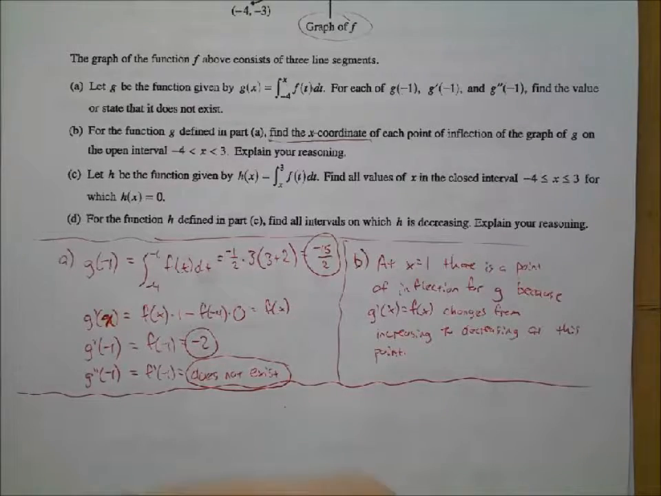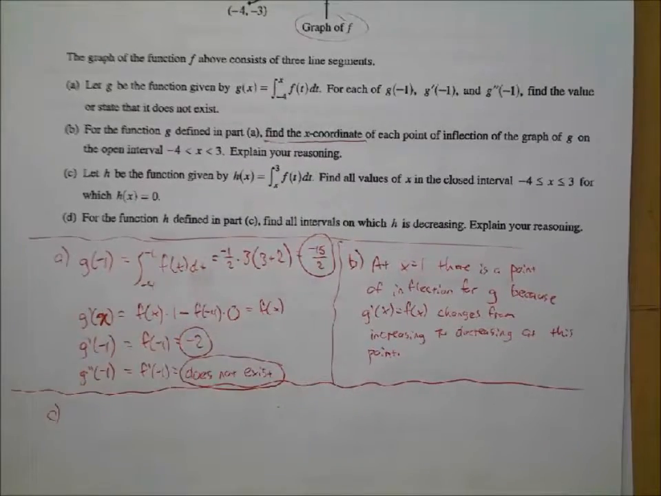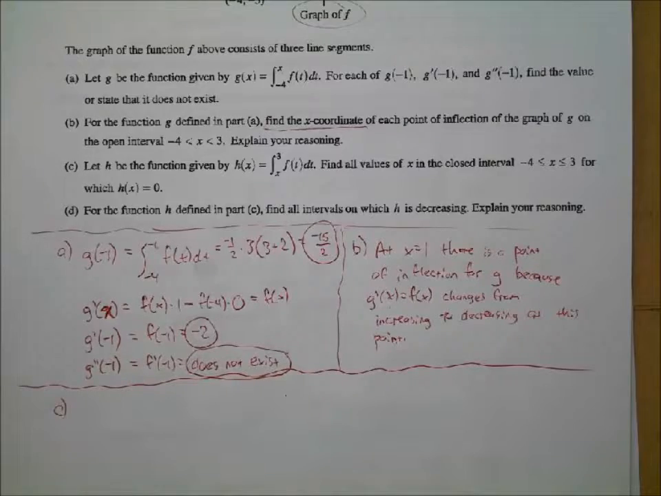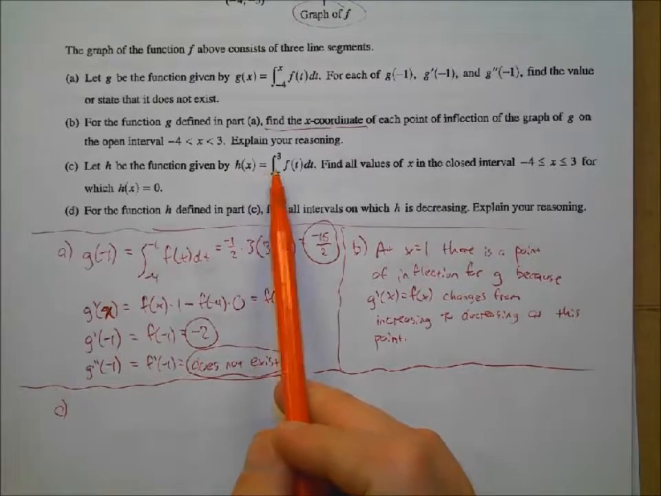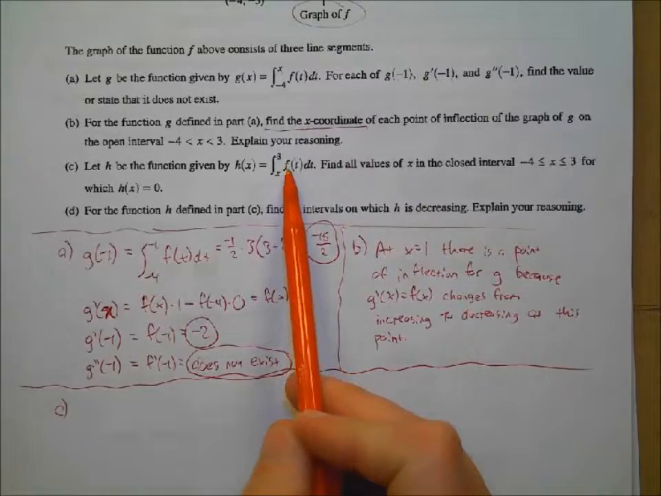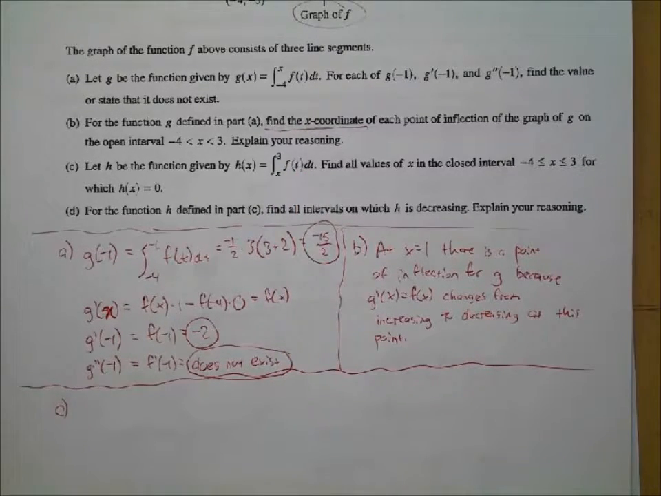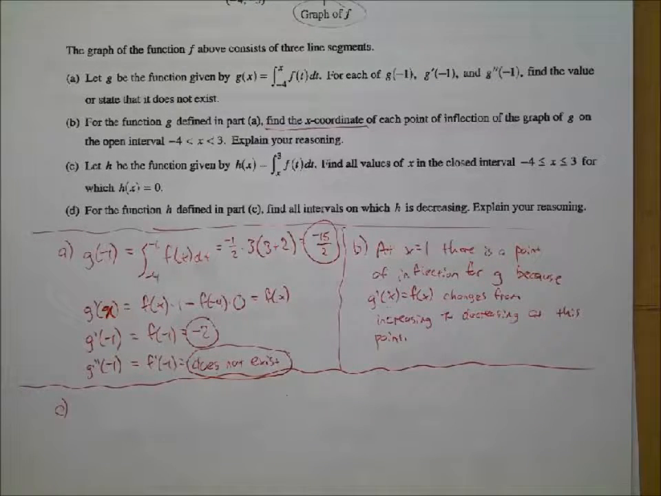All right, letter C. Let h be the function given by h of x equals the integral from x to 3 of f of t dt. Find all values of x in the closed interval, negative 4 less than or equal to x, less than or equal to 3, for which h of x is 0. Okay, for which h of x is 0.